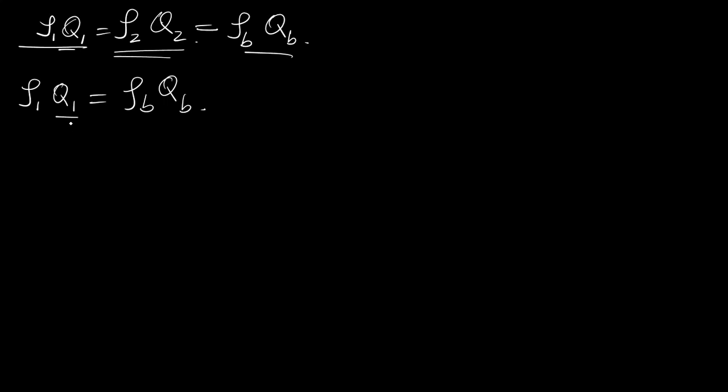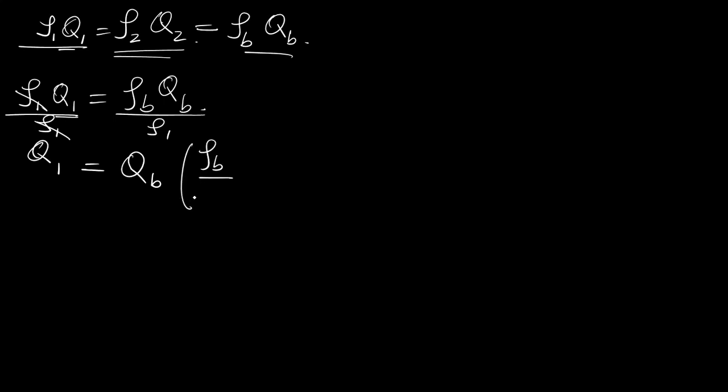Now we are looking for the velocity. That means Q1, if you divide both sides by the density at section 1, you now have Q1 equal to Q, that is the flow rate at standard condition, times the density at the standard condition divided by the density at section 1 or inlet. Now we have gotten this equation.